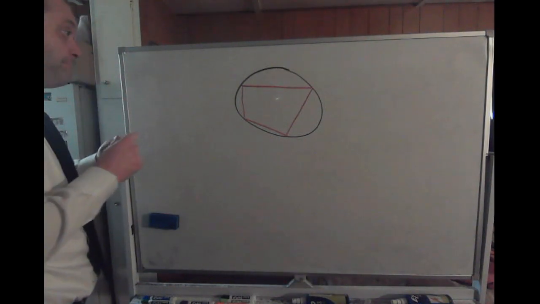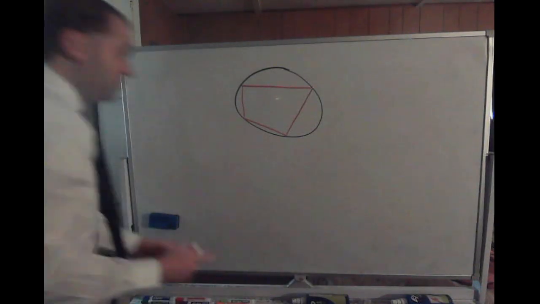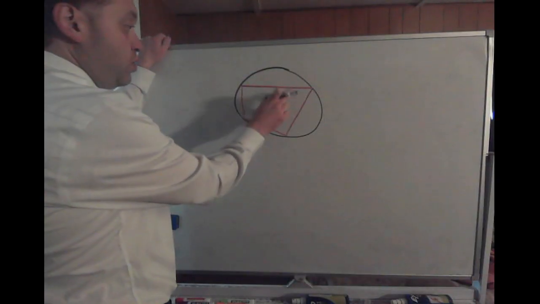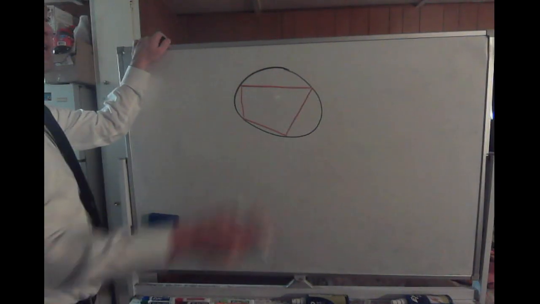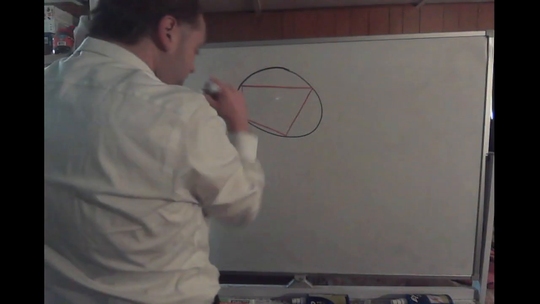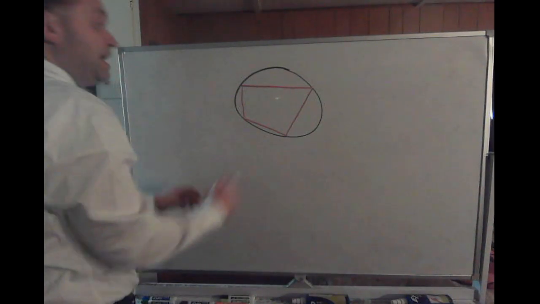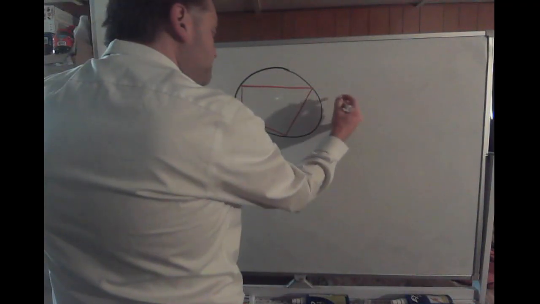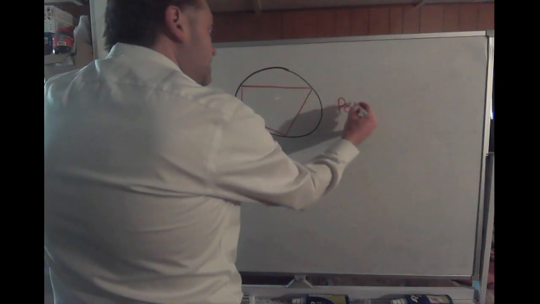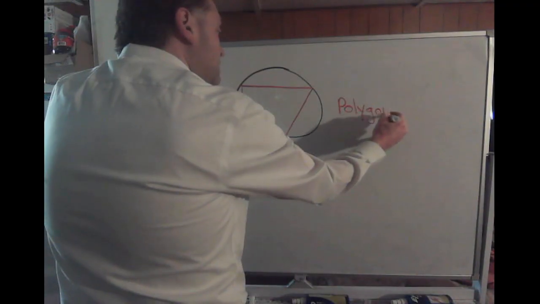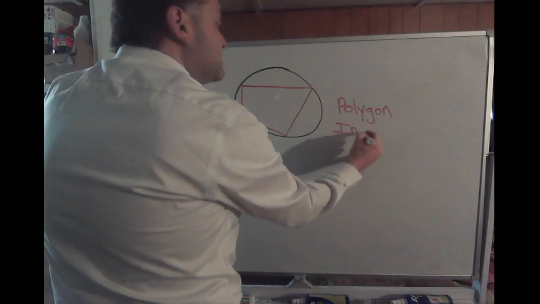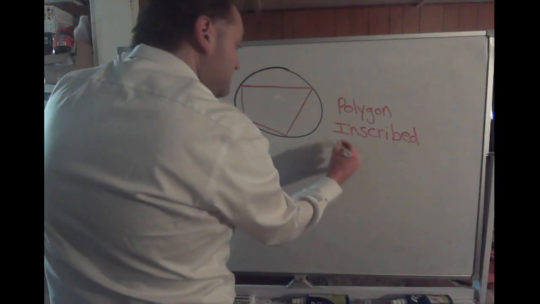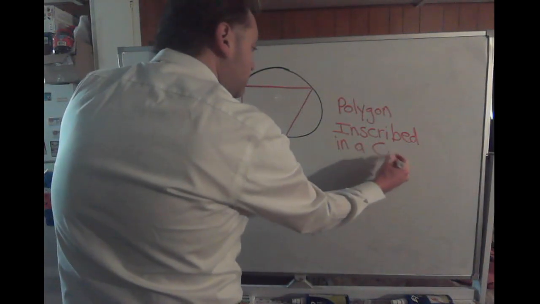Okay, so what we have here is a quadrilateral that's called inscribed in a circle. So if you have a polygon of any type that's inside of a circle, you have a polygon inscribed. You can think of it as inside, so it's inscribed. A polygon inscribed in a circle.